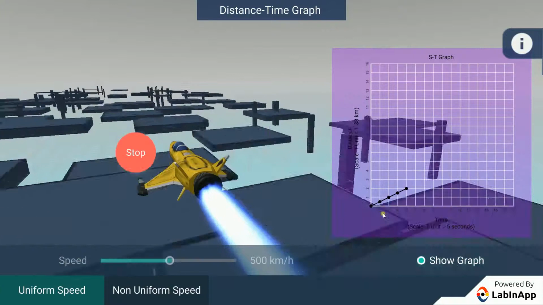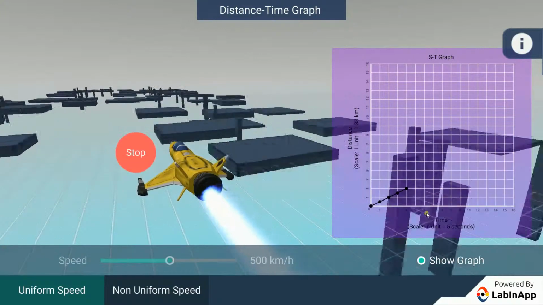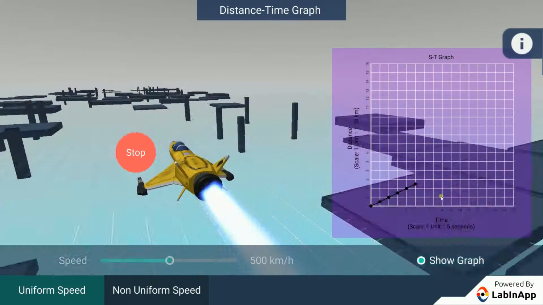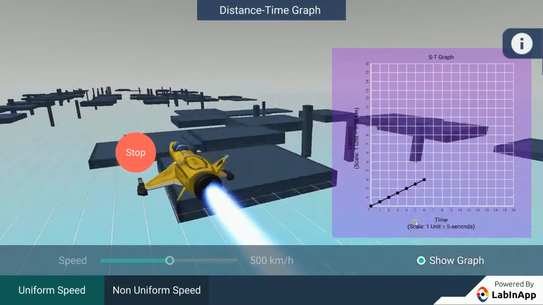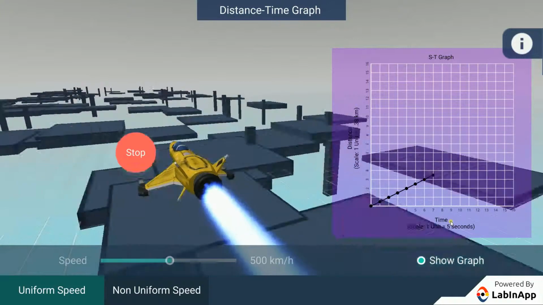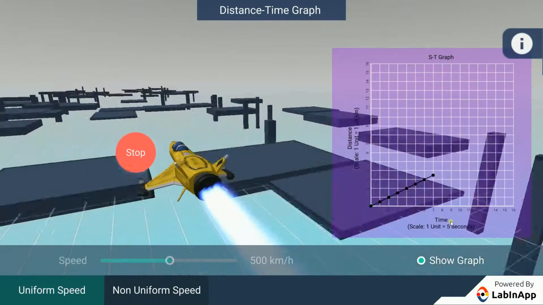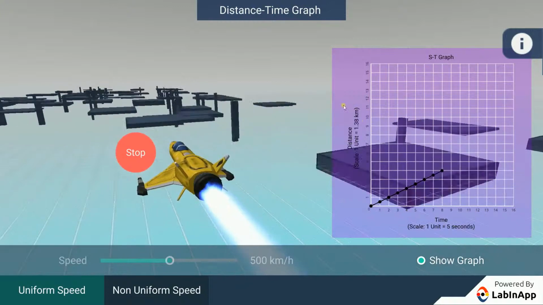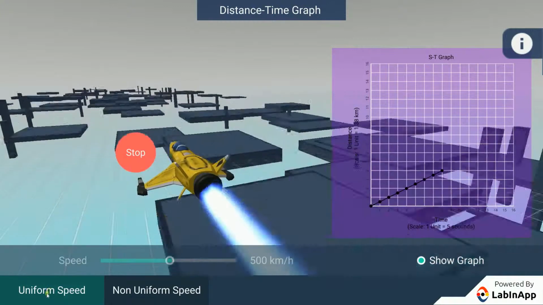We observe here that the object travels equal distances in equal intervals of time, that is, it moves with uniform speed. The distance traveled by the object is directly proportional to the time taken. Thus, for uniform speed, a graph of distance traveled against time is a straight line.